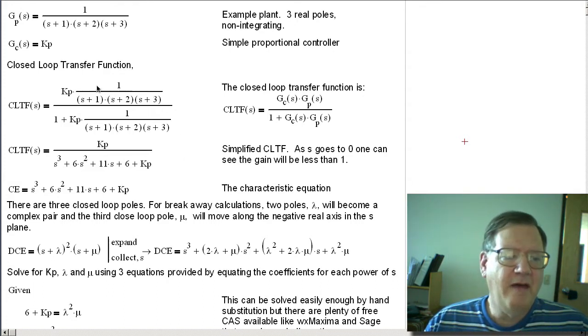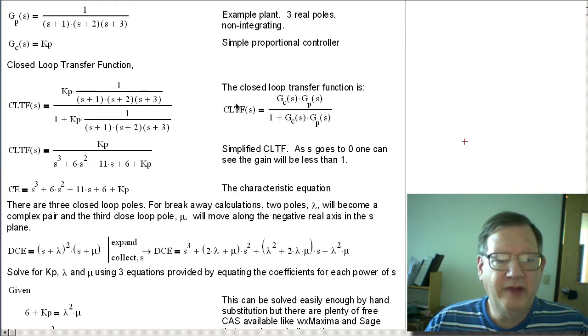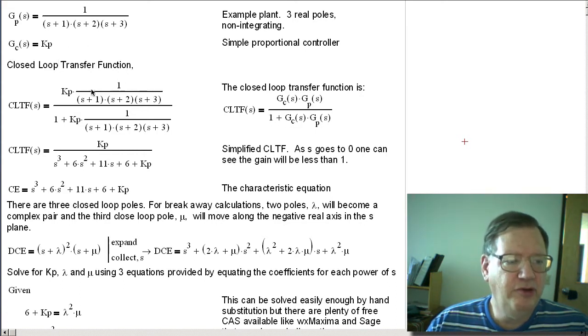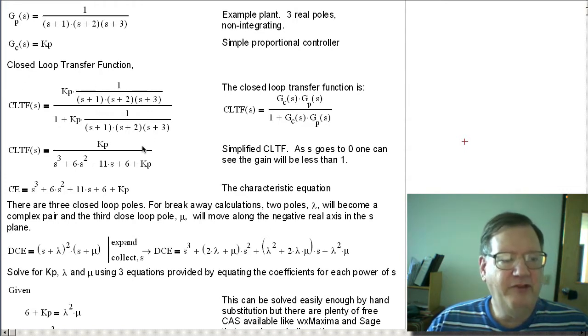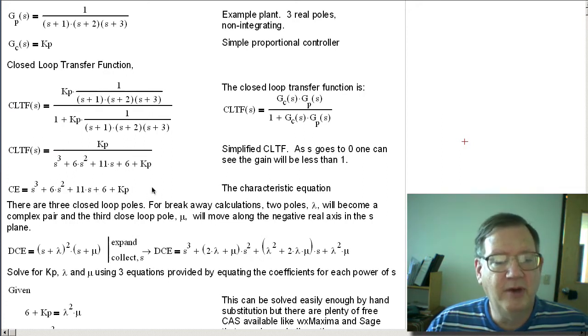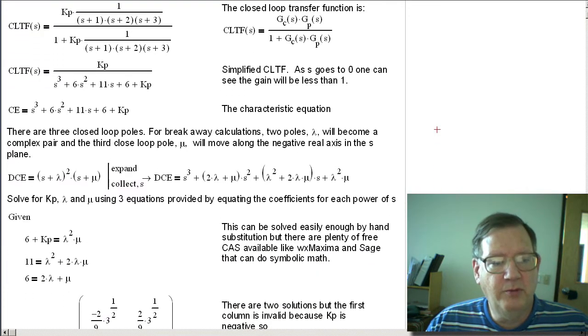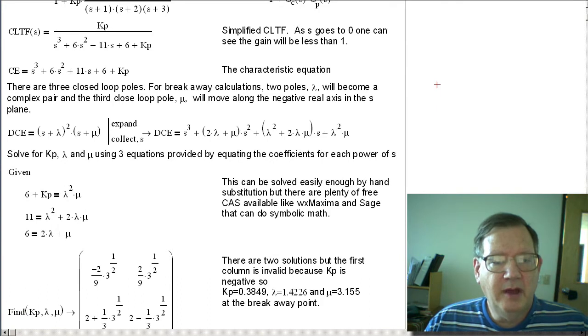So first I have the closed loop system. And you can see this is the basic formula for a closed loop system, where we have the controller and the plant over 1 plus the controller and the plant. And if I do the substitutions into this formula, I get this. And then if I simplify, this is the result, and the characteristic equation is here. And this is pretty much like what you get with the root locus method. But here's where we differ.